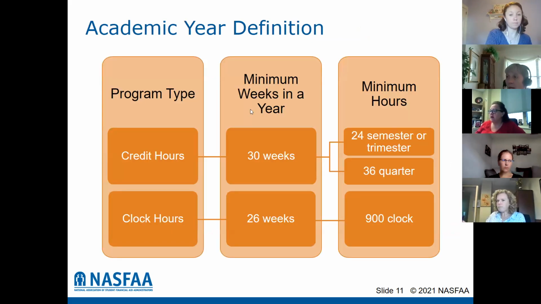Academic year definition, this is a biggie. Again, most of us don't have clock hours, so you're really looking at the program type.